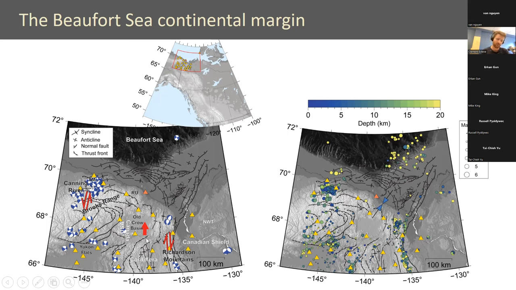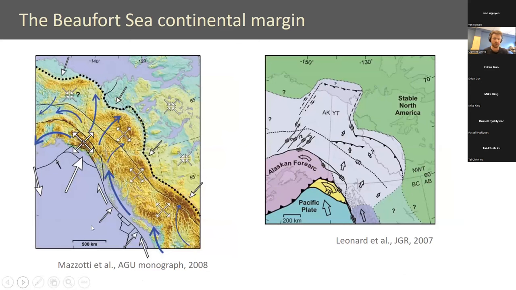Lastly, the last thing that I want to highlight from these maps is this red arrow here, which is showing the slow convergence. So this northern Yukon block here is moving northward toward the Beaufort Sea at a rate of a few millimeters per year. That's constrained from GPS modeling. You have on the left a model from Stefan Mazzotti in 2008, and to the right a model from Lucinda Leonard in 2007. Both models suggest that we have this northward escape of this crustal block here towards the Beaufort Sea.